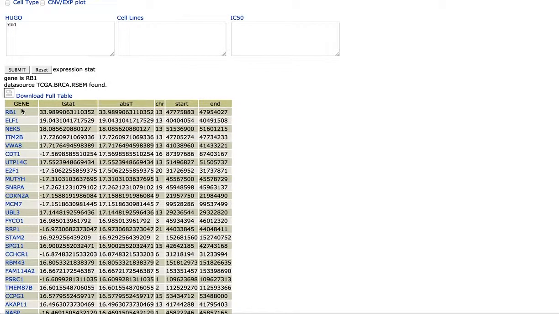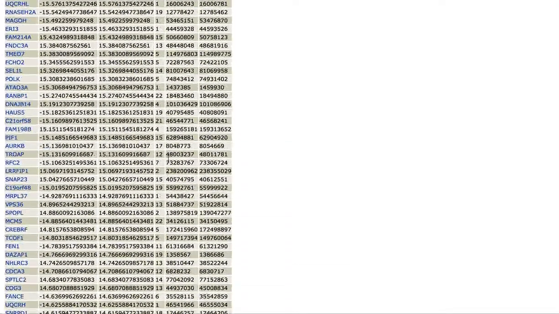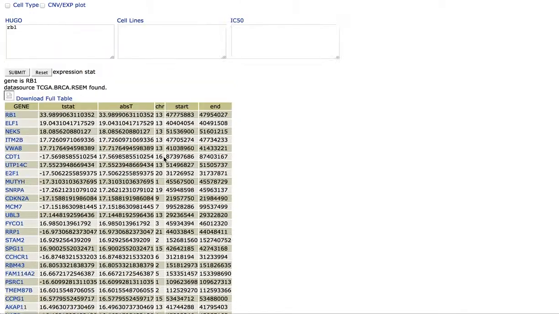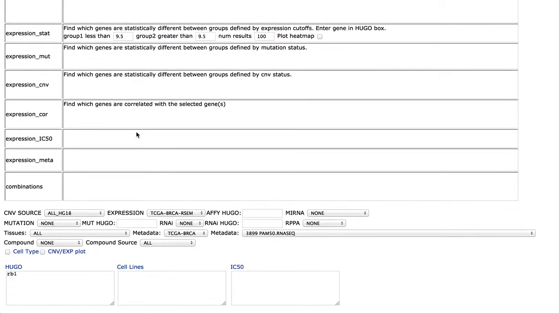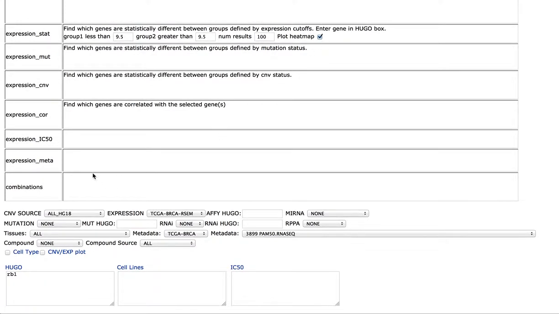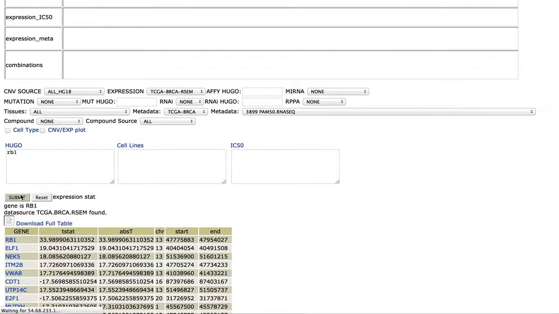So, of course, RB1 should be the most significant gene, if that's what you're making the groups based off of. And so let's plot the heat map. Check that box. And let's do it again.